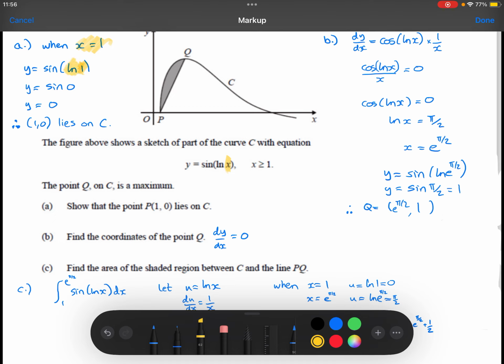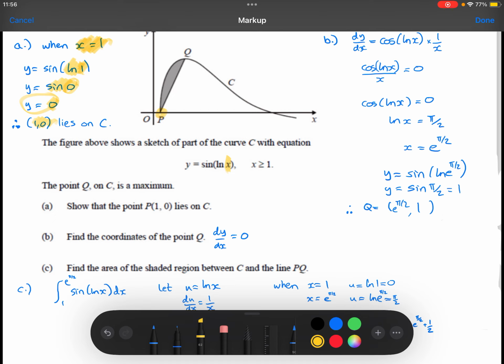ln 1 is just 0, sine of 0 is 0. So I have shown that when x is 1, y is 0. So therefore the point 1, 0 lies on the curve. This is 1, 0 here. Part A, done.